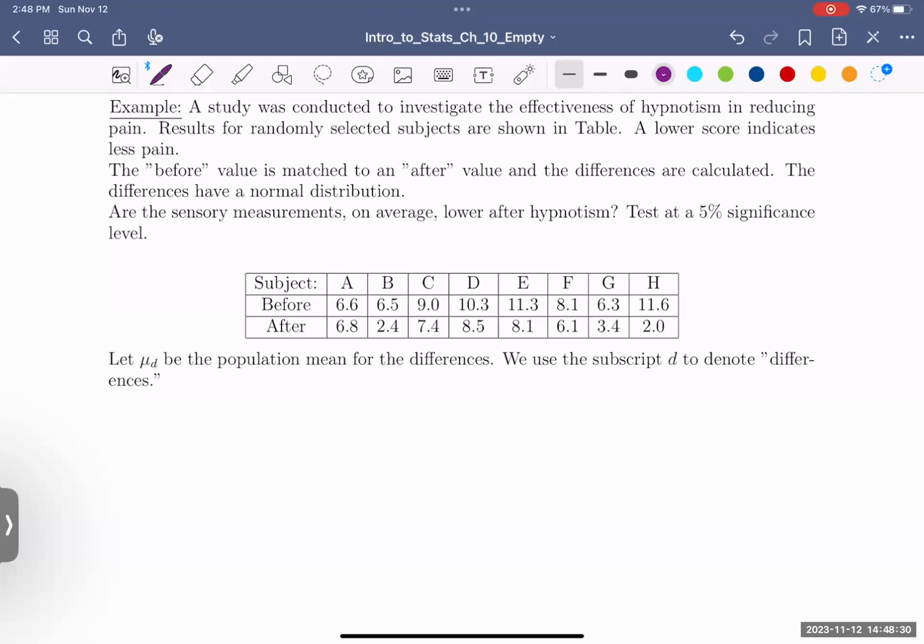Alrighty, so a study was conducted to investigate the effectiveness of hypnotism in reducing pain. Results for randomly selected subjects are shown in the table below. A lower score indicates less pain. So each of these are matched together. We have one subject, their before score is first, their after score is second. All right, another subject, before was 6.5, after was 2.4.